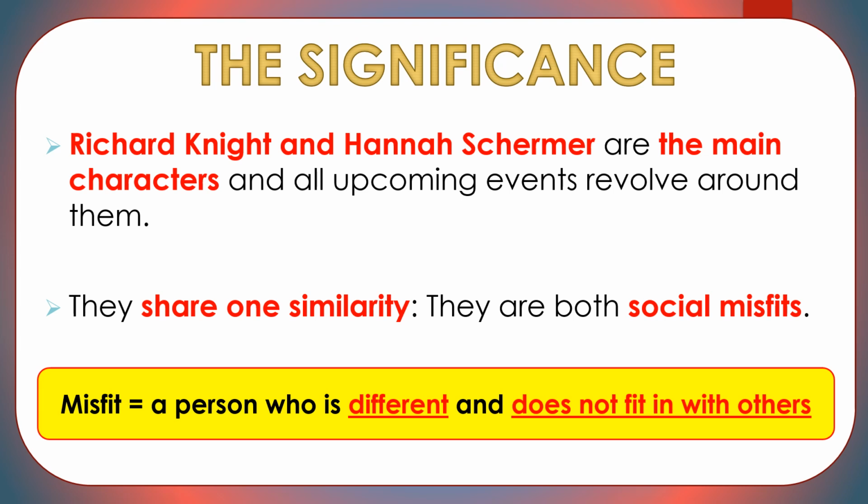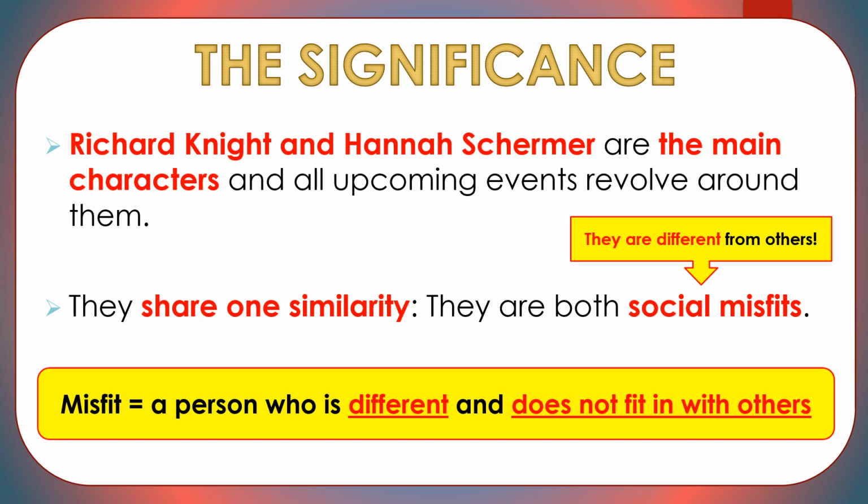But if a person is a social misfit, meaning she or he is different because of her or his inability to socialize with others, to fit in, untuk bergaul dengan orang lain, right? So it means Richard and Hannah both are different from others. The only difference is that, number one, of course, they are of different gender. You don't have to mention that, and that is not important, right?